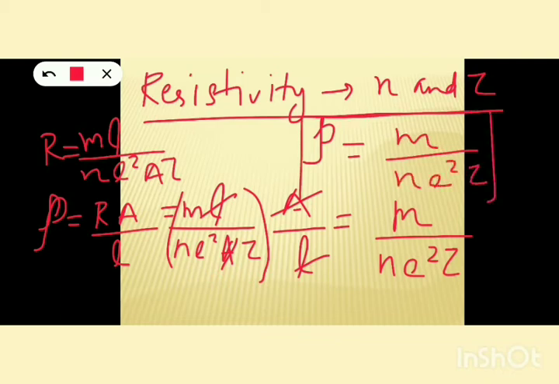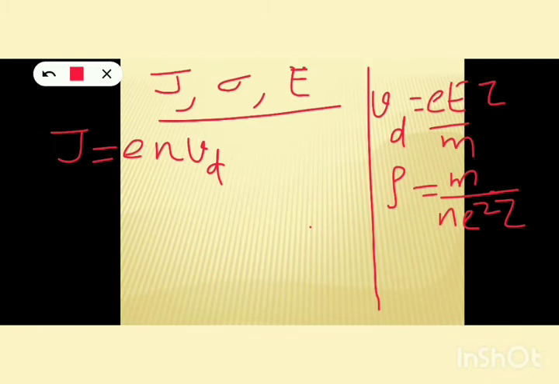On the LHS we have resistivity rho. On the RHS part we have number density n as well as relaxation time tau. So we got an expression relating resistivity rho, number density n and relaxation time tau. Next, let's find out an expression relating the current density J, conductivity sigma and electric field E.